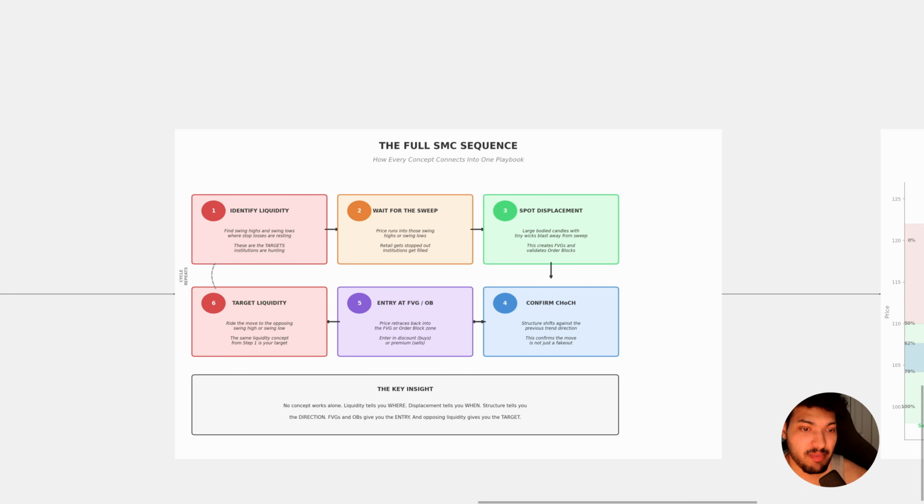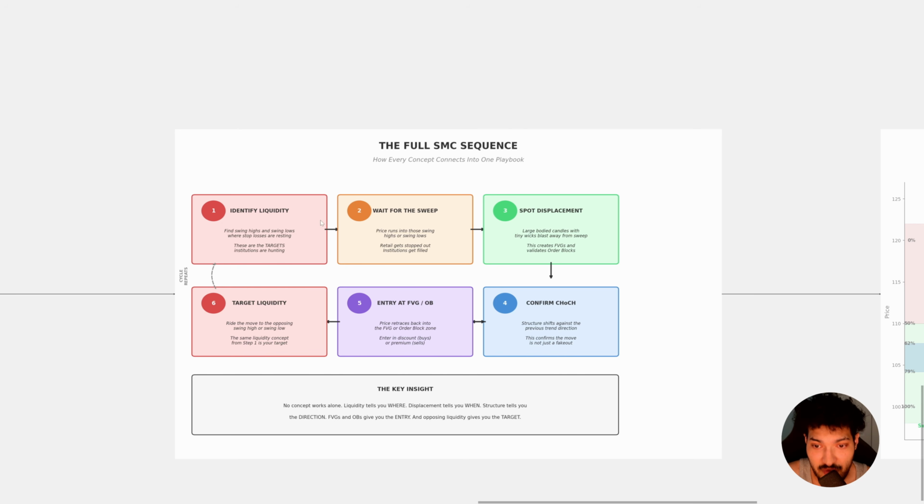All right, so now you've understood basically the whole cycle of what I've taught you for liquidity theory, market structure, breaks of structure, changes of character, as well as fair value gaps and order blocks, the whole smart money concept ICT package, right? This is the full sequence on how every single concept connects into one singular playbook. I'm going to literally give you the framework and give you the steps. We wait for the liquidity, we wait for the sweep or the manipulation of that liquidity, whether that be an AMD model or just a higher low being made. You then spot the displacements left by the fair value gaps or the order block, right, as well as a confirmation with our break of structure or our change of character.